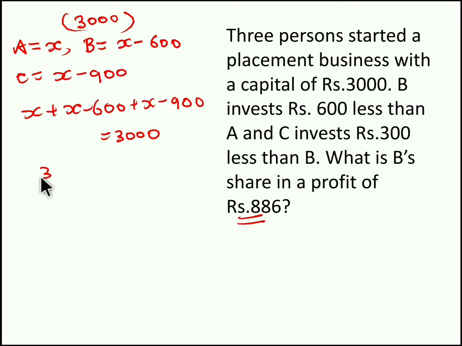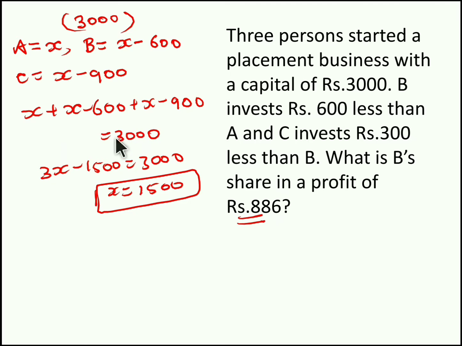So we get 3x. So 3x minus 1500 equal to 3000 rupees. So 1x is nothing but 1500 rupees. So A invested X, right? X rupees. So X is nothing but 1500. So B invested 1500 minus 600, 900 rupees. C invested 1500 minus 900, 600 rupees. So their investments are in the ratio 5x is to 3x is to 2x.